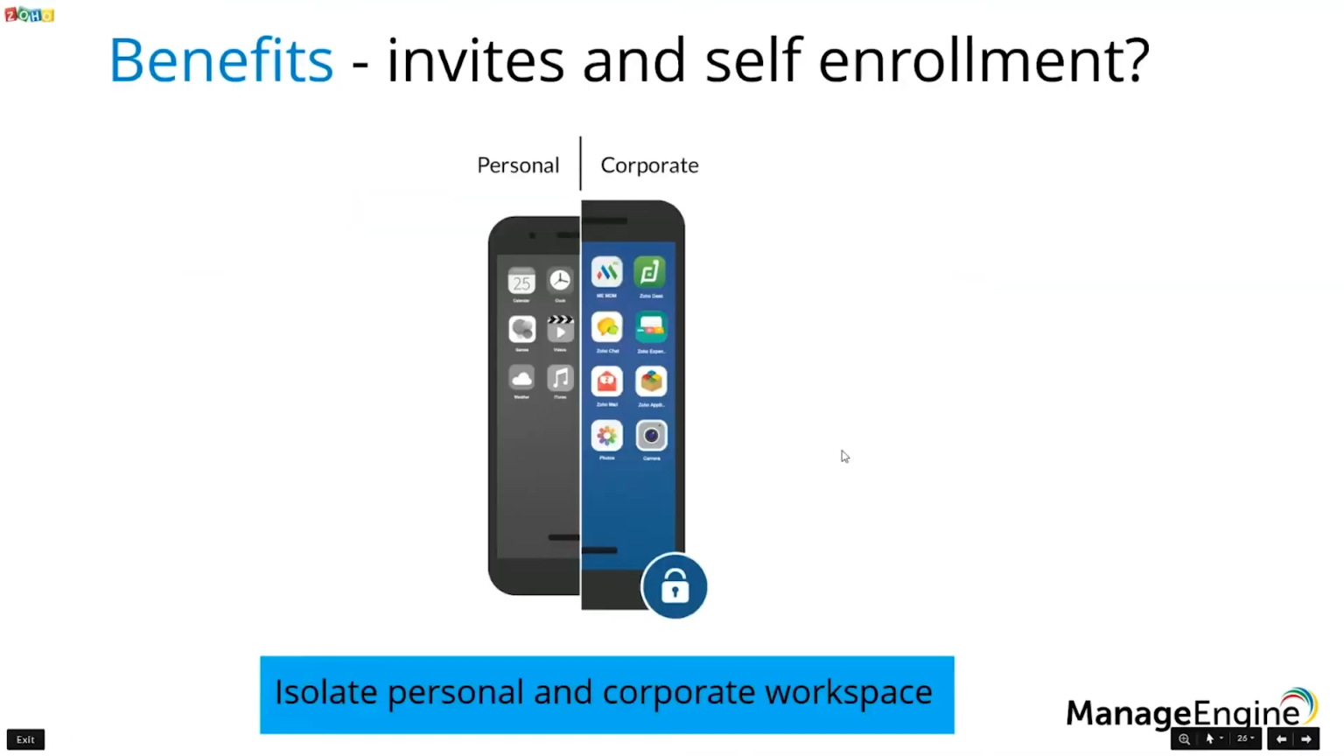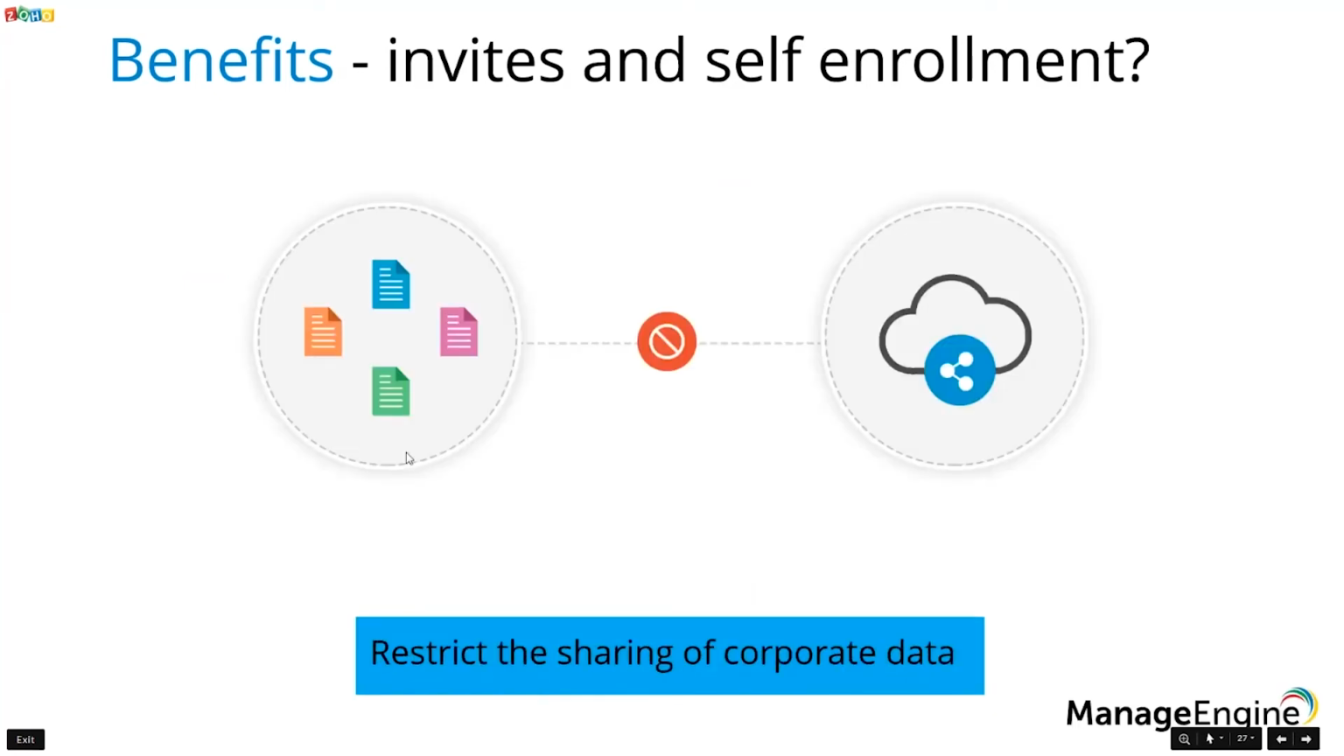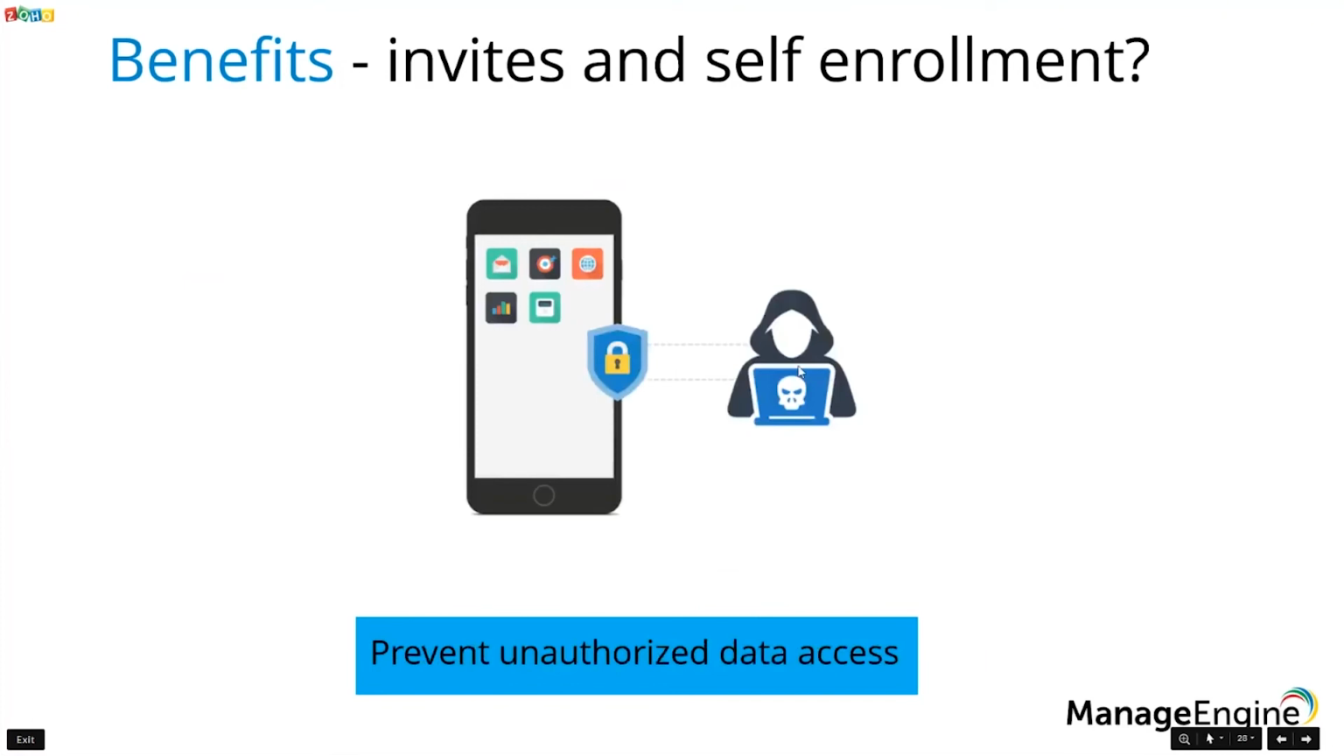First, let me tell you the benefits of enrolling the devices through these methods. When you add a device through email and SMS invite or self-enrollment, it isolates the personal and corporate data available on the same phone. You can create a separate workspace and control that as well. You can isolate the personal and corporate information, and it can prevent file sharing from the corporate apps to personal apps even on the same device. You do have an option to restrict it. If you wish, you can also have a separate passcode policy for accessing the corporate applications.